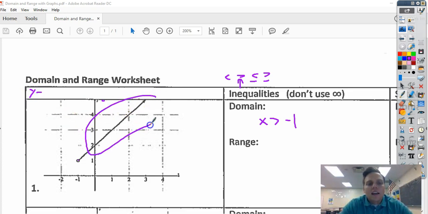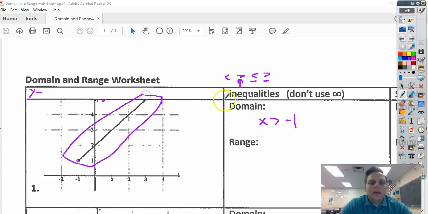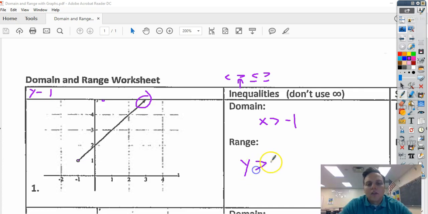Looking at this line again, what appears to be your lowest or most bottom y value? Well, hopefully you're like, oh, 1. The lowest y value is 1. Okay, so that's my lowest. And then what's my greatest? Well, after that 1, we hit that arrow. So we're just going up and up and up. So hopefully you're like, oh, this is easy. y is greater than 1.